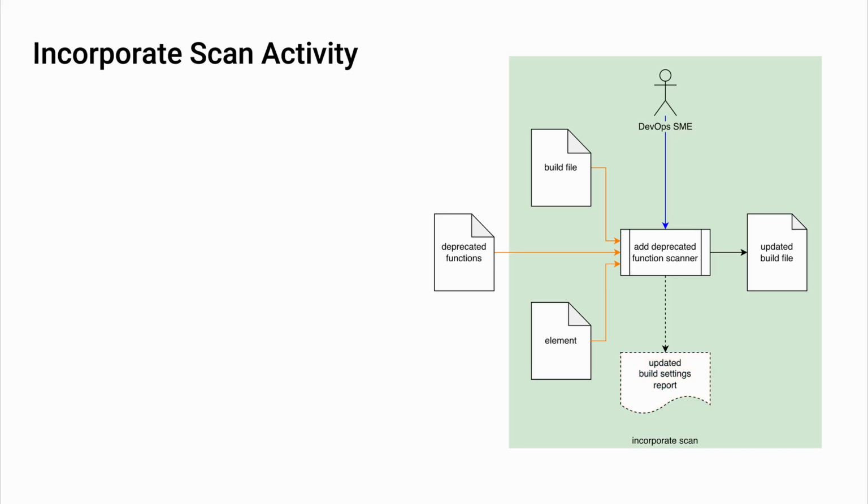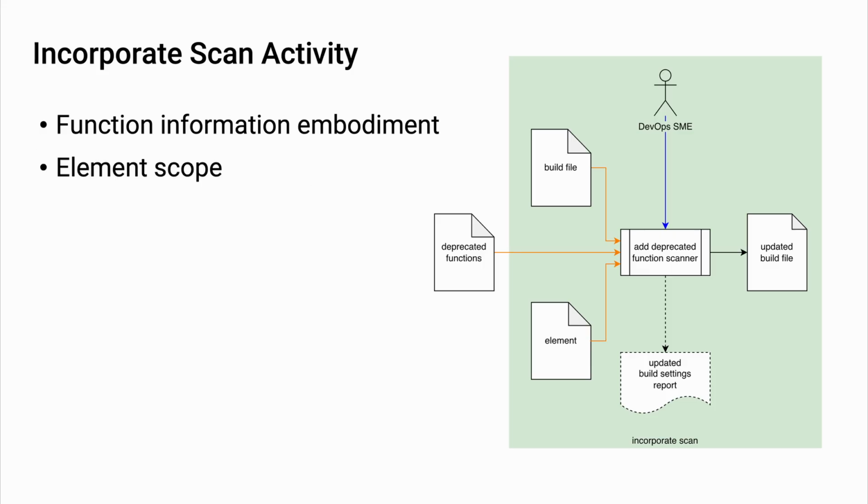There are a few important points to consider when it comes to how the scan is actually incorporated for a particular element. The first is the embodiment of the deprecated function information. In the previous training on function identification, this information was compiled using the AVCDL deprecated functions catalog template. It was noted that the information could be embodied as a database. So keep in mind that the source of the information that the DevOps SME has to work with is not guaranteed to have a particular embodiment.